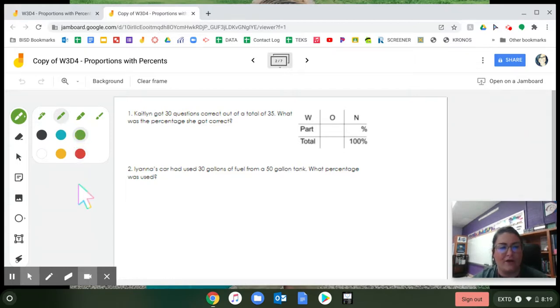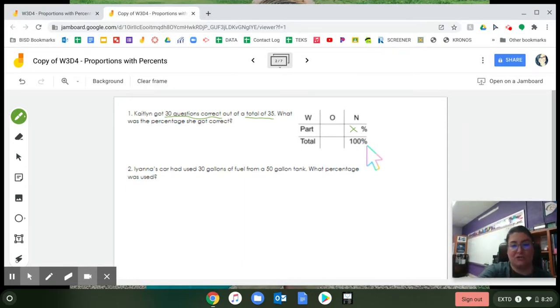So you have Caitlin got 30 questions correct out of a total of 35. So we already know some information there. She got 30 questions correct. Total number of questions is 35. What was the percentage she got correct? So the thing that we're missing is the actual percentage. So we're going to put X here. We don't know the percent. We know if she got all of them right, she would have got a 100%. That would be our total percentage. Our part and total out of our questions would be 30 out of 35.